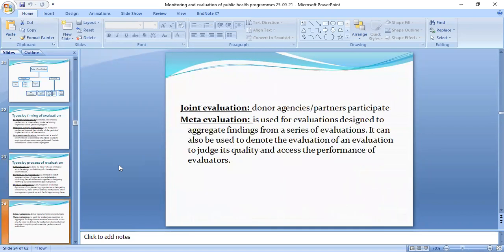Next is the joint evaluation. It is done by donor agencies or partners in which they participate. Next is the meta evaluation. It is used for evaluation designed to aggregate findings from a series of evaluations. It can also be used to denote the evaluation of an evaluation to judge its quality and assess the performance of evaluators.